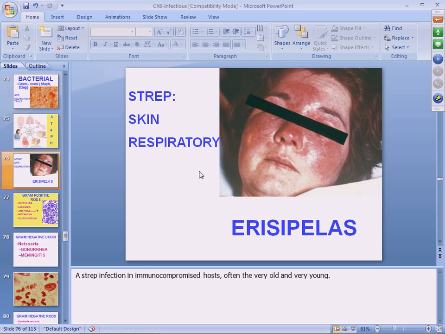Here's a strep infection that could also be caused by staph. Very often in the very elderly or very young or immunocompromised hosts, it's called erysipelas. And I hope I pronounced that right, because it's not something you go around saying every day. In this case, it's a strep skin infection, causing a very, very red rash in a woman that could very easily be immunocompromised.